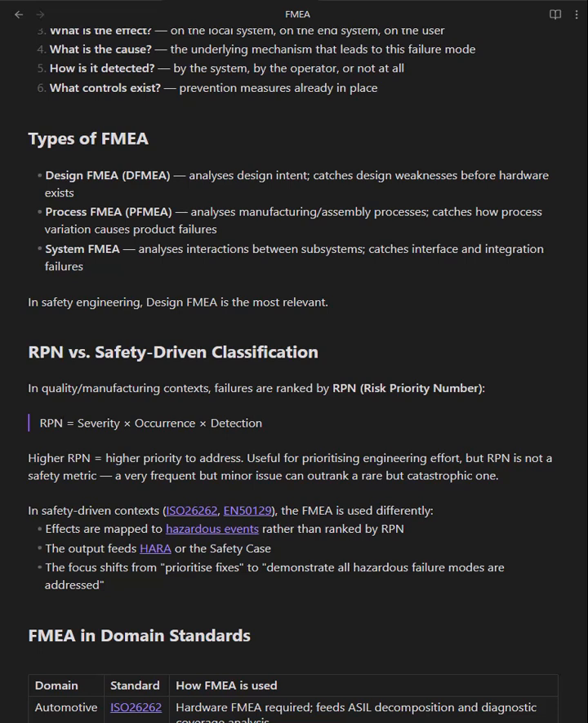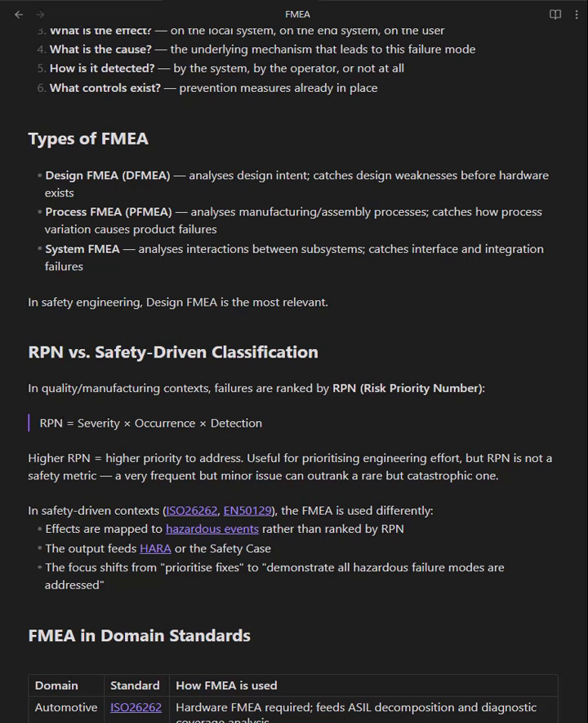So the RPN itself is the multiplication of severity, occurrence, and detection. If you place on each one of these variables a number from 1 to 10, you will end up with an interval that goes from 1 until 1000 to classify a specific failure mode. We will see that this is also limited, but in general, the way you read this is the higher RPN means the higher priority to address.